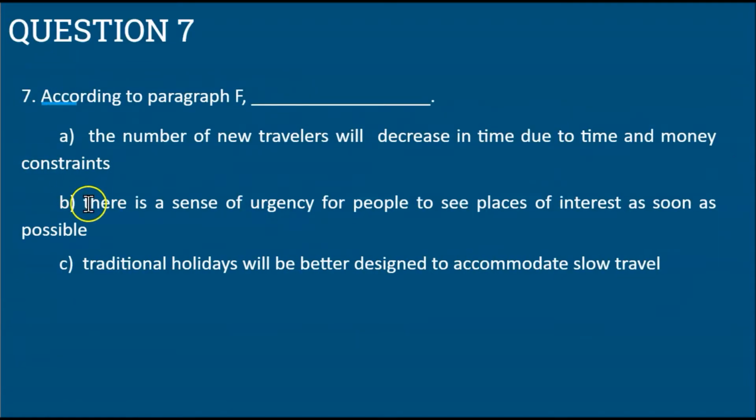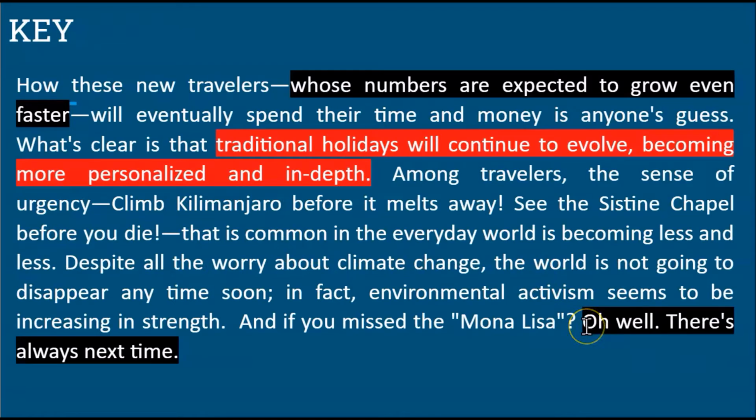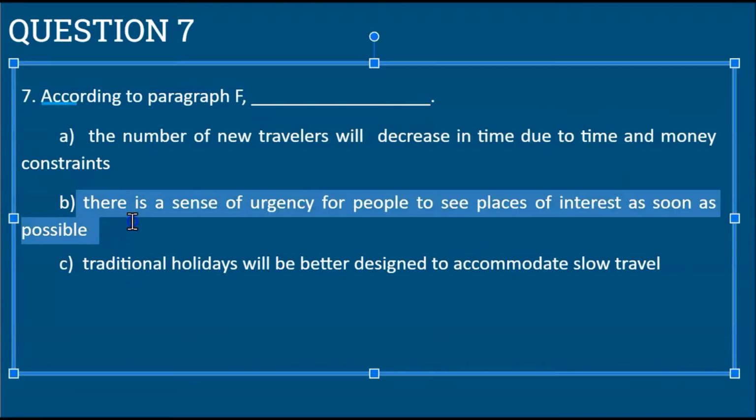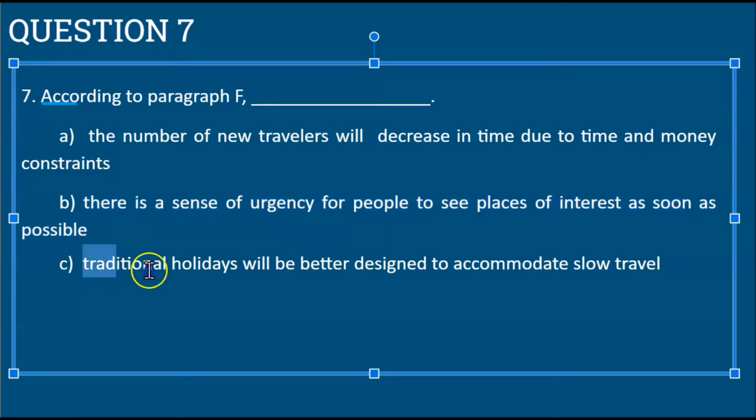Revisiting choice B, it says there is a sense of urgency for people to see places of interest as soon as possible. So let's see if there is a sense of urgency for people. In the last line, the writer says, oh well, there's always next time. Well, if you say there's always next time, you are not in a hurry, right? You don't care if it is now. Because the writer doesn't seem to be in a hurry, we can easily say that there is no sense of urgency, in contrast to what's said in choice B. So the correct choice is choice C.